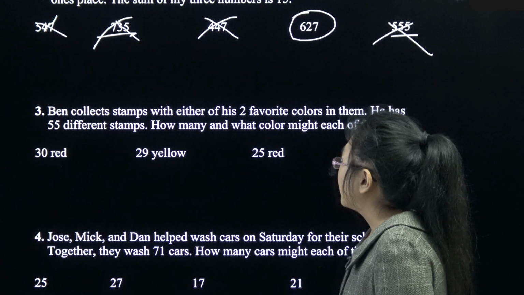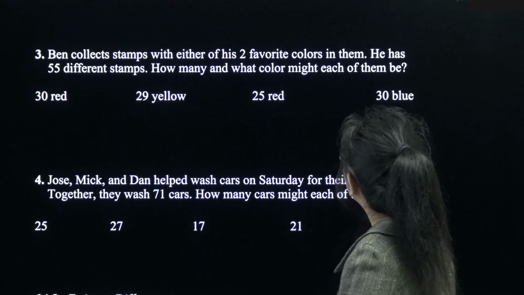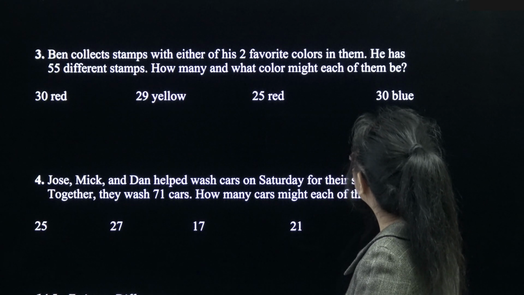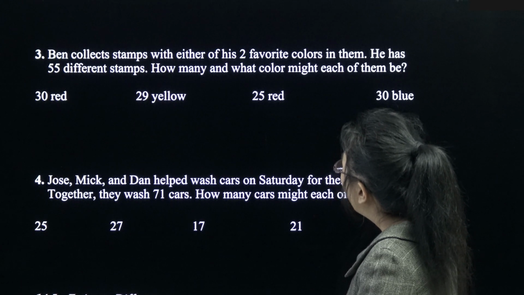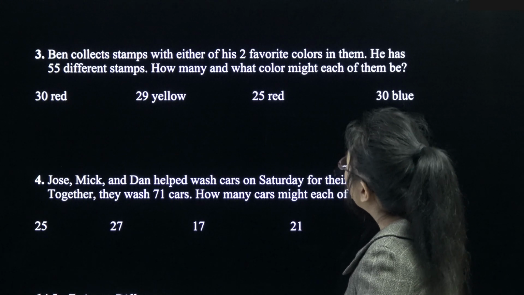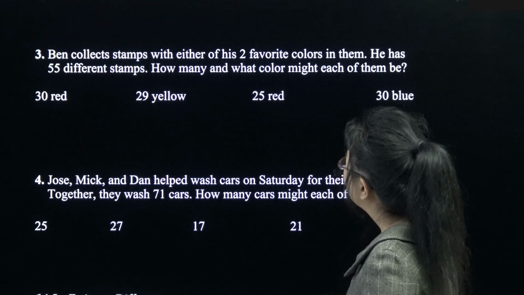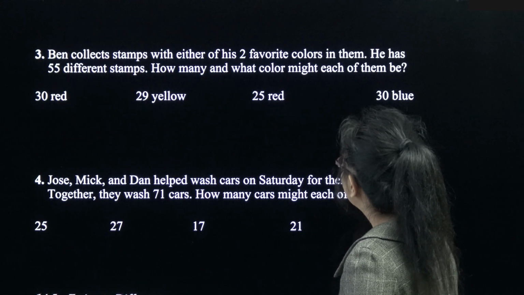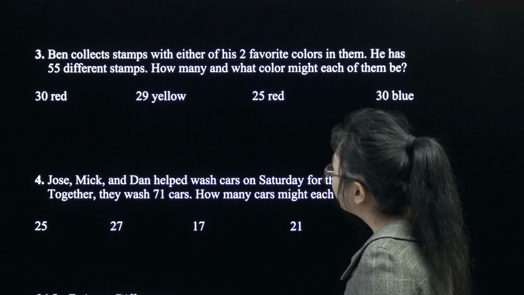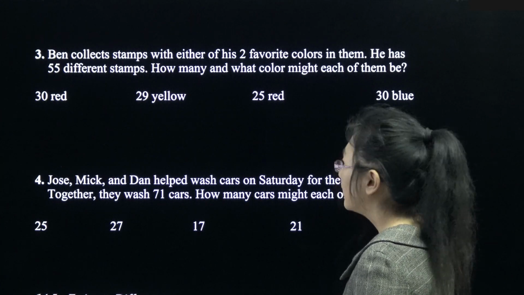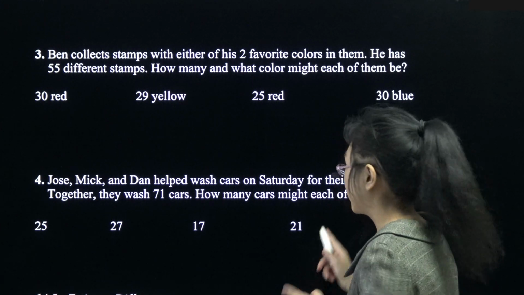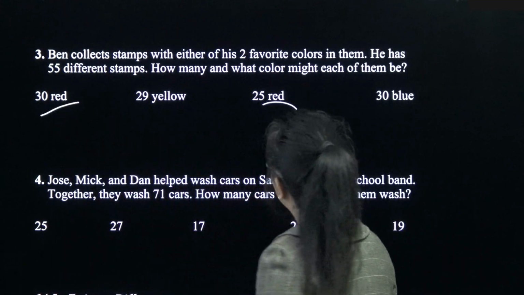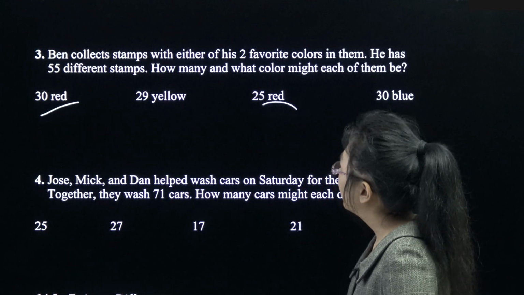Ben collects stamps with either of his 2 favorite colors in them. He has 55 different stamps. How many and what color might each of them be? Okay. So over here we have no idea what his 2 favorite colors are. So honestly, we just need to make sure that the stamp answers are two different colors. Like we can't have red and red. We have to pair one of these reds with something else.